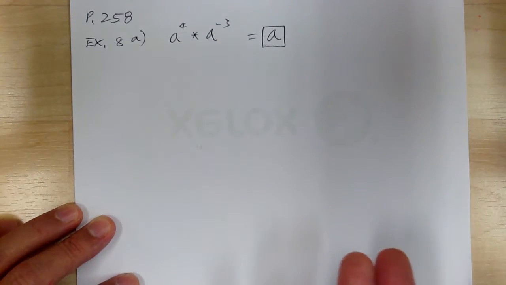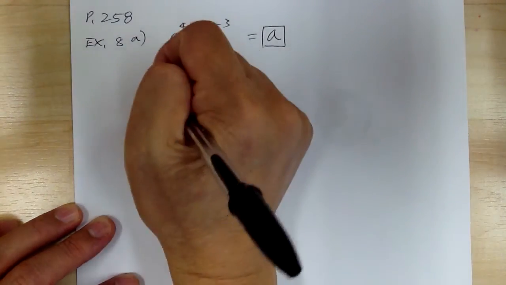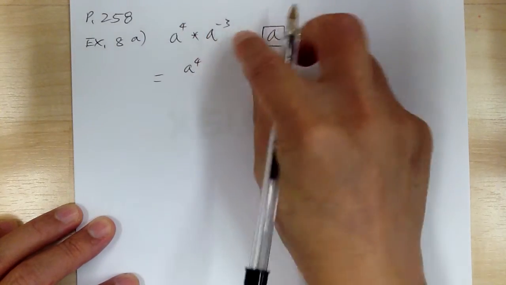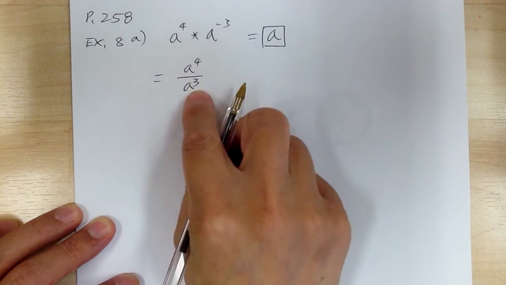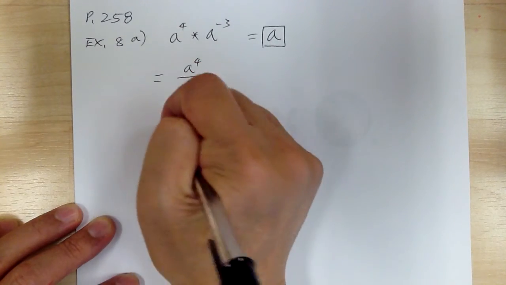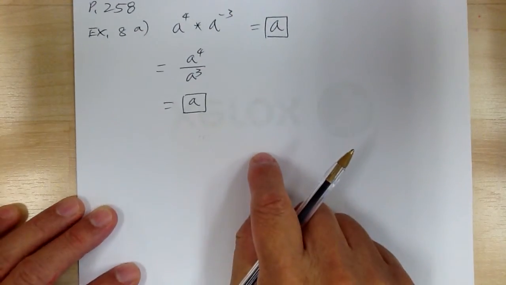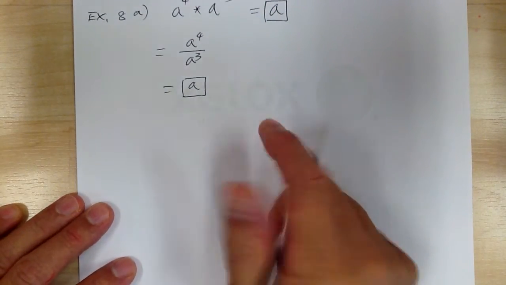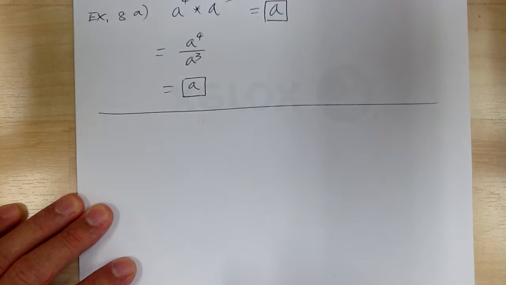Another method is by flipping over to get rid of the negative exponent. So another way to do this is you use the negative exponent to flip to the bottom, and then you simplify. So a to the 4 over a to the 3 is equal to a. Okay, so again, you can do either method. Now, for some of you, it's probably better to do the flipping and then do the simplifying after that, because it's very easy to make a mistake when you try to add or subtract negative numbers.